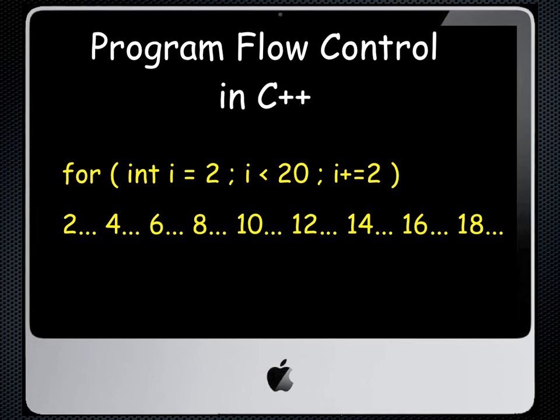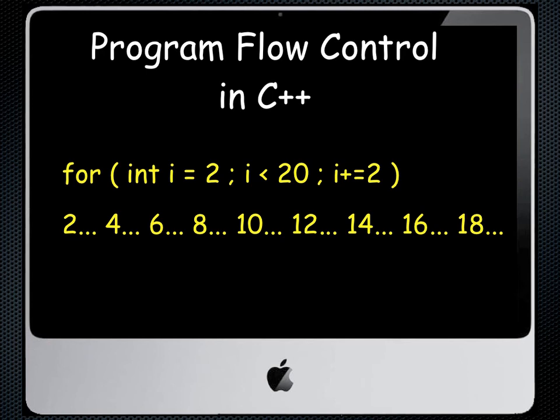In this case, we can see that the loop would execute 9 times, once for every value of i, until the value of i no longer met the cutoff or limit condition of i < 20.